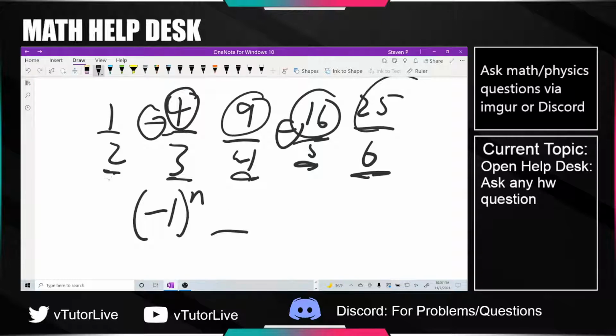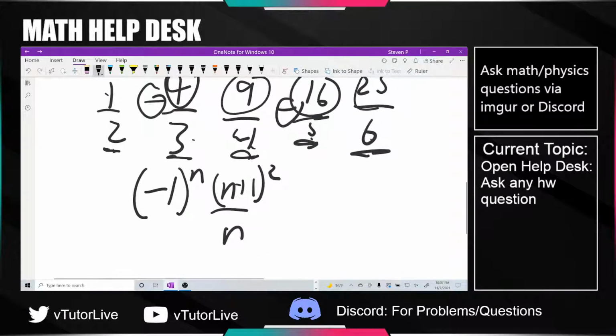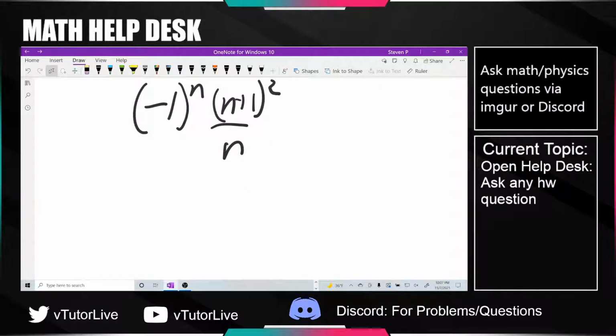So notice that this is sort of 2, 3, 4, 5, 6, 1, 2, 3, 4, 5. It looks like this one is trailing a little bit ahead, right? So it looks like this is (n plus 1) squared over n. Yeah? Anyways, all right. The very last problem for this quick review, and then we'll get on to the good stuff.